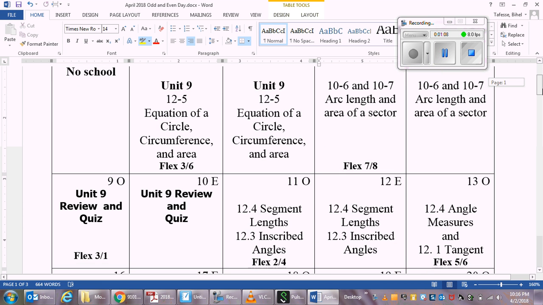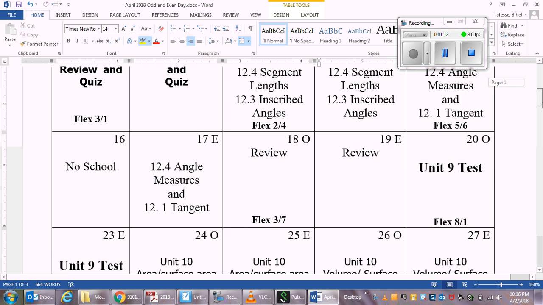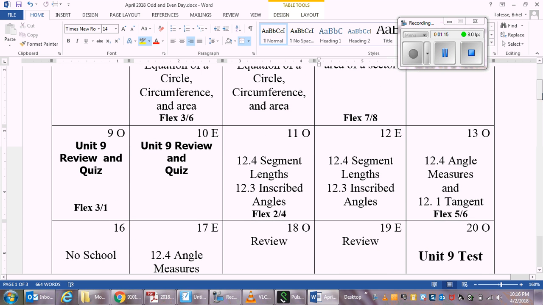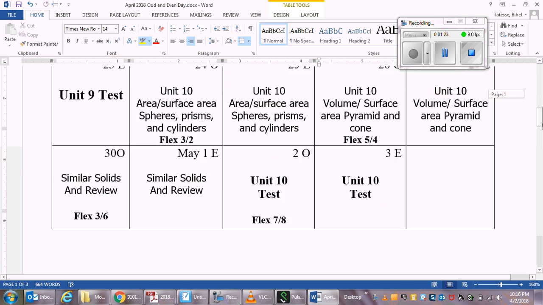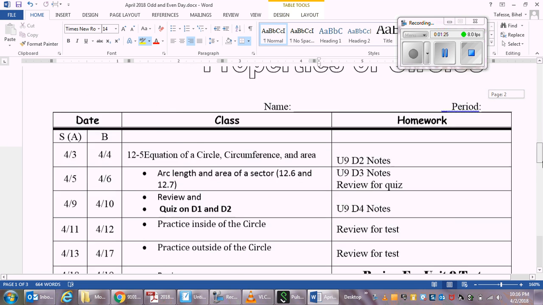So make sure you keep track of when we're having a quiz and when we're having a test. The quarter ends the 13th. So unit 9 won't be on your grade, but everything else before that will be on your third quarter grade. So make sure you're also working on it.